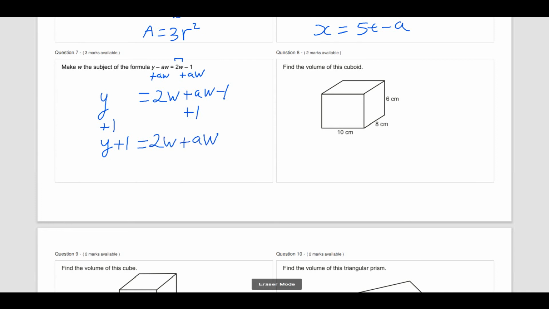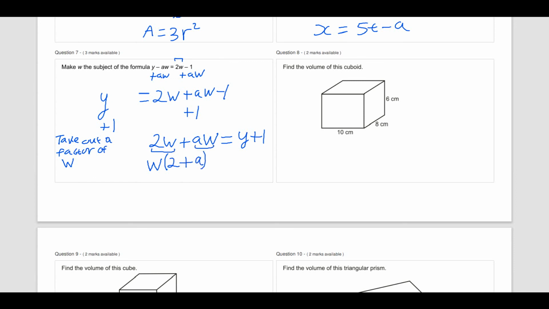Now, I'm just going to swap my left and right-hand sides, just because it's a bit neater to write. So I've got 2w plus aw is y plus 1. And then on the left, pay attention to what I'm going to do now. I'm going to take out a factor of w. This is something which we haven't really done in a while, but hopefully it'll ring a bell from year 9 or something. Take out a factor of w. And the whole point of that is to get w on its own. So what I'm going to do is say I've got w, bracket. Well, w times 2 is 2w, so I'm going to have a 2, plus a, because w times a is aw. And that equals y plus 1. So I have essentially got w times 2 plus a in a bracket is y plus 1.